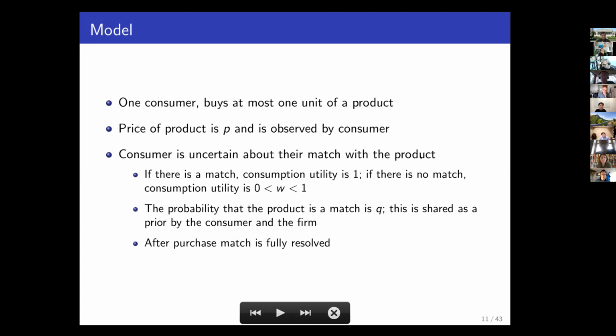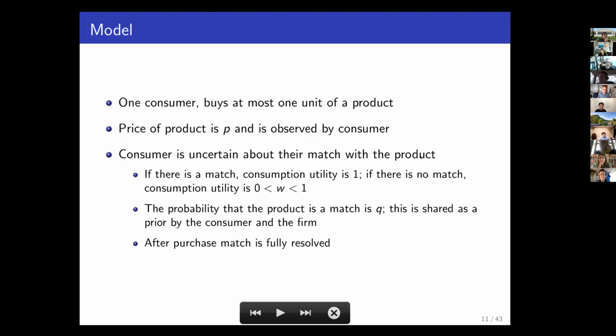The consumer is uncertain about their match with the product. If there is a match, the consumption utility is 1. If there is no match, the consumption utility is W, which is between 0 and 1. So we assume that if you buy a product and you don't like it, at least it doesn't hurt you, modulo price. The probability that a product is a match is Q, and this is shared as a prior by the consumer and by the firm. After the purchase, the match is fully resolved.